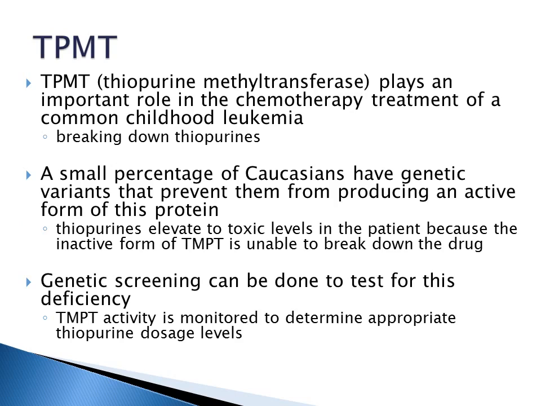Another enzyme called TPMT, or thiopurine methyltransferase, plays an important role in the chemotherapy treatment of a common childhood leukemia by breaking down a class of therapeutic compounds called thiopurines. So a small percentage of Caucasians have genetic variants that prevent them from producing an active form of this protein. As a result, thiopurines elevate to toxic levels in these patients because the inactive form of the enzyme is unable to break down the drug.